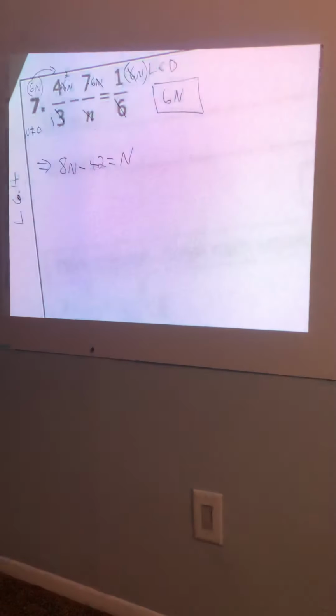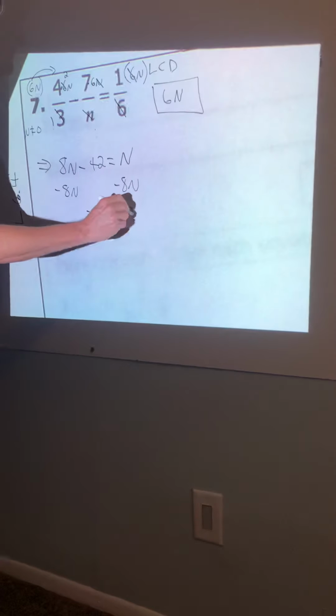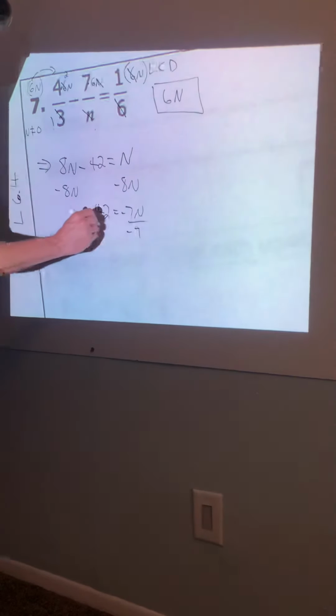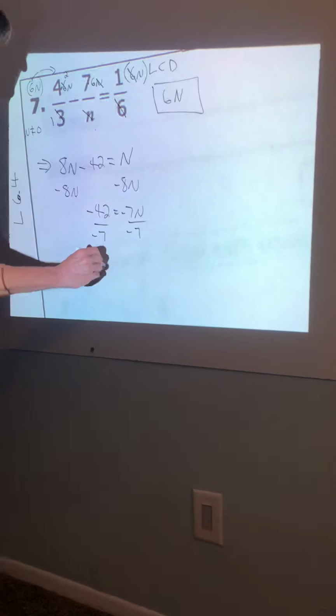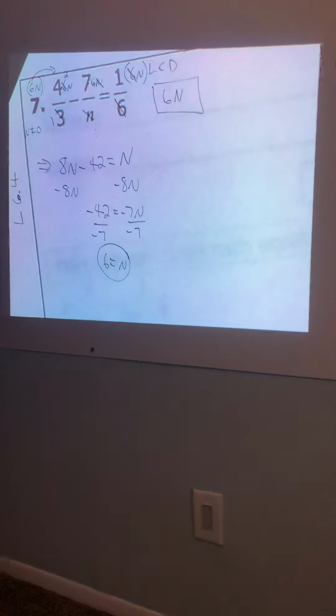All right, here we go. We're going to solve for n. I'm going to subtract 8n from this side. So I'm subtracting from this side. I get negative 42 equals negative 7n. Divide by negative 7, divide by negative 7, and 6 equals n. What was our restriction? Very good. Our restriction was n cannot be 0. So we're good to go, and 6 is the answer to example 7.